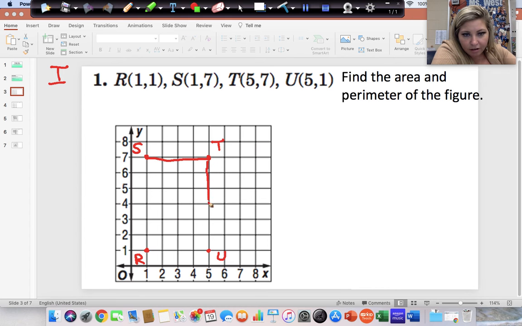I'm terrible at drawing lines on this thing. That was actually a pretty good one.